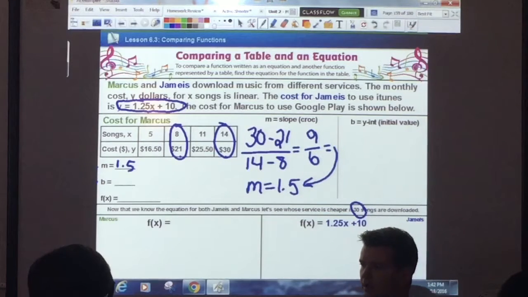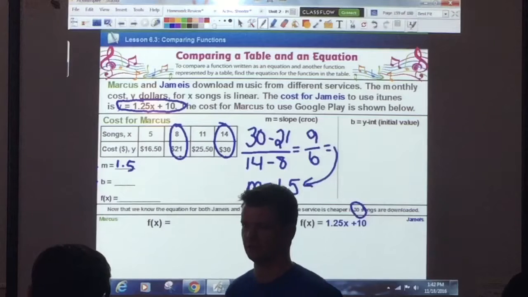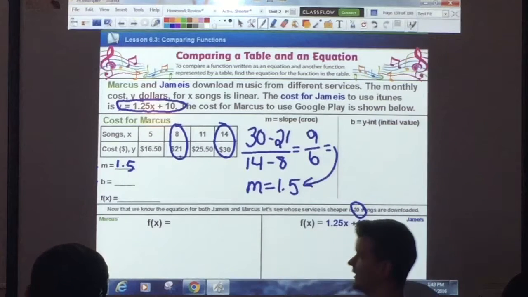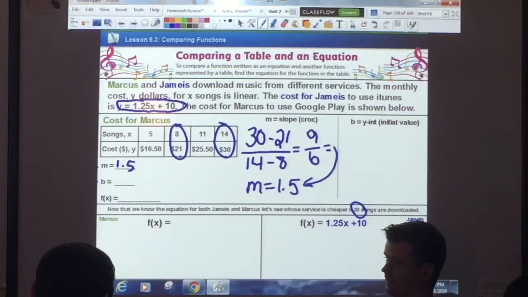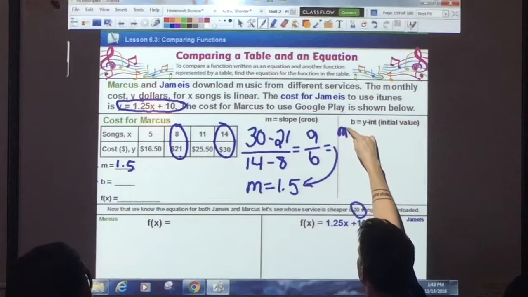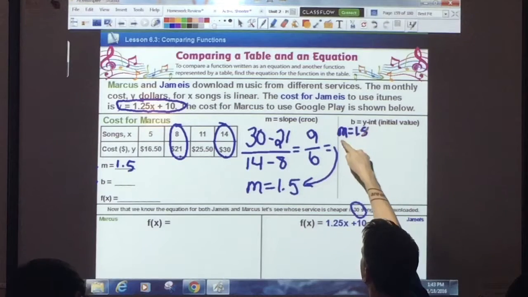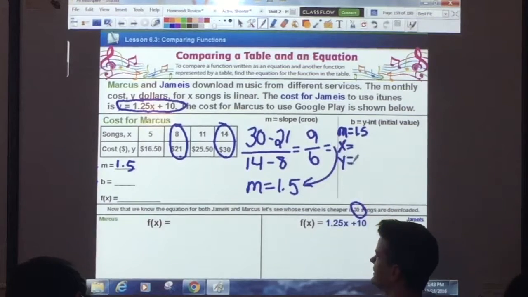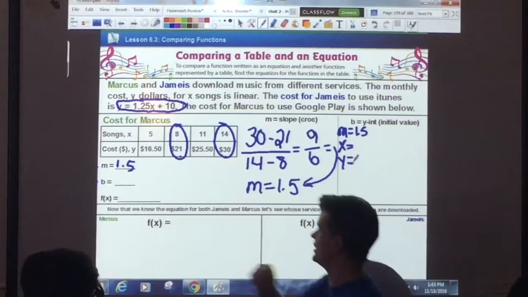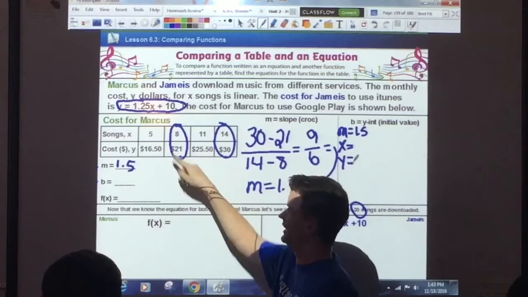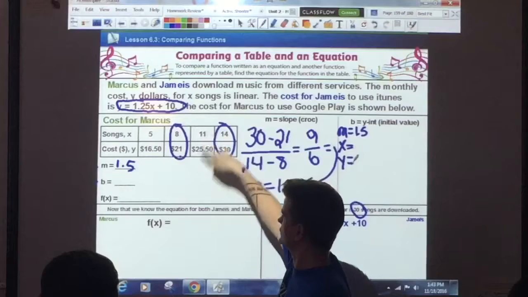Once I know the m, I can go back and I can find the b, the y-intercept, the initial value. It's all the same thing. So I'm going to go back and I'm going to find that. In order for me to do that, I must know that my m is 1.5, then I need an x and I need a y. Does it matter which x and y coordinate pair I use? No, just make sure you're not doing something like this. You're not going to use 5 and 25, 50. It has to be a coordinate pair. This one, this one, this one, or this one.